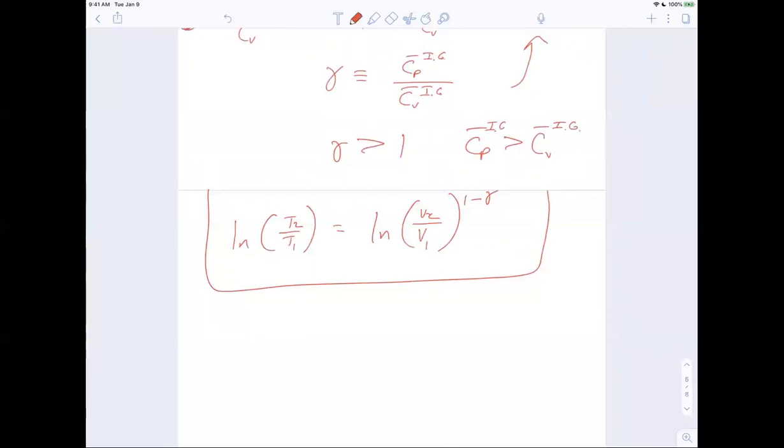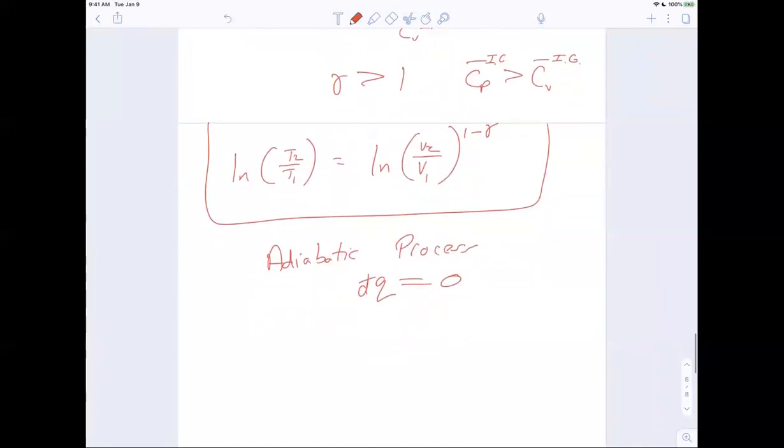So I want to make one final point, okay? And that is this. We said that this is an adiabatic process. That was how we started out. And we all agreed then that for an adiabatic process, by definition, dq has to be 0. There is no heat interaction, okay?